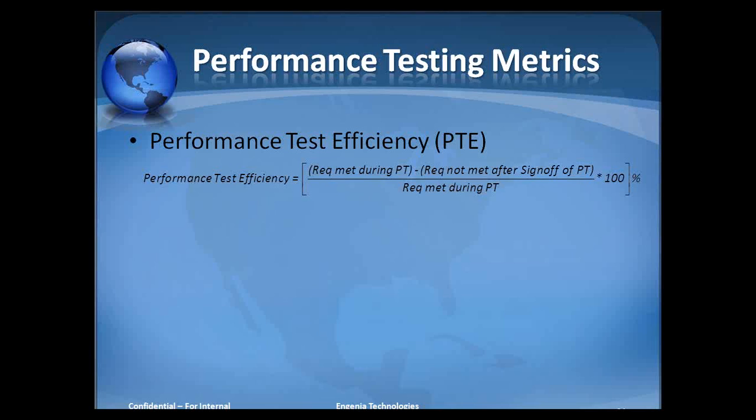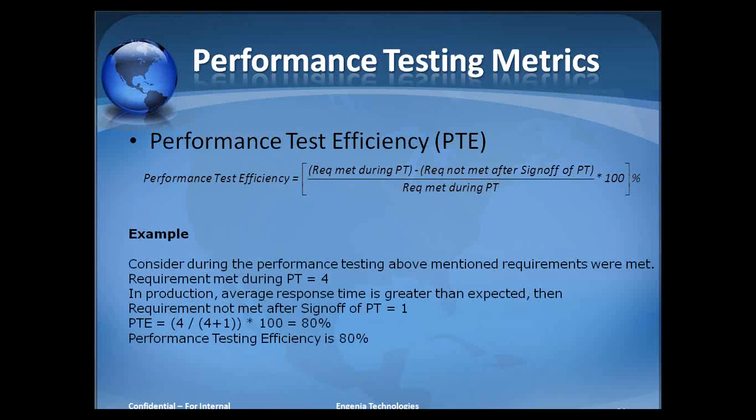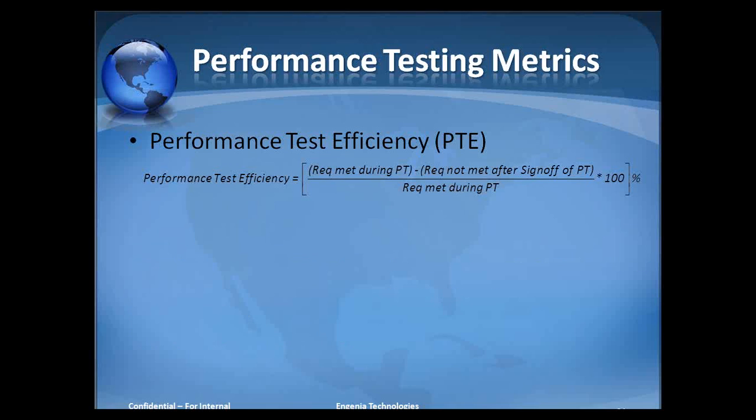And this is the formula: the requirements met during the performance test minus the requirements which were not met after sign off of the performance test, divided by the requirements met during the performance test. Then we can multiply it by 100 to get the percentage figure. I'll come to the example later.